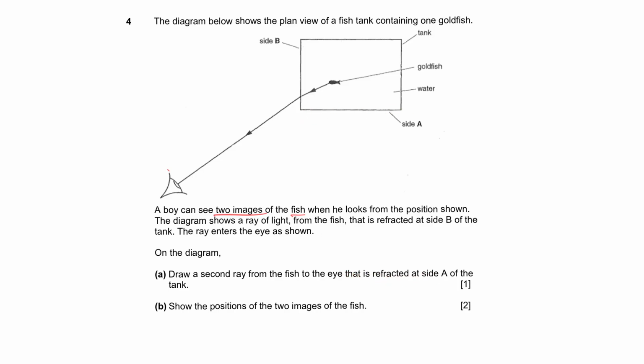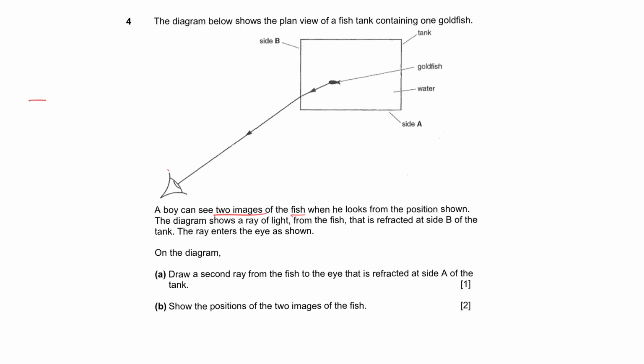Now, of course, it claims that the boy sees 2 images. One is from side B. You should know that the other one must be from side A. But how do you draw and show the position of the 2 images of the fish? Now, actually, you have learned this before.